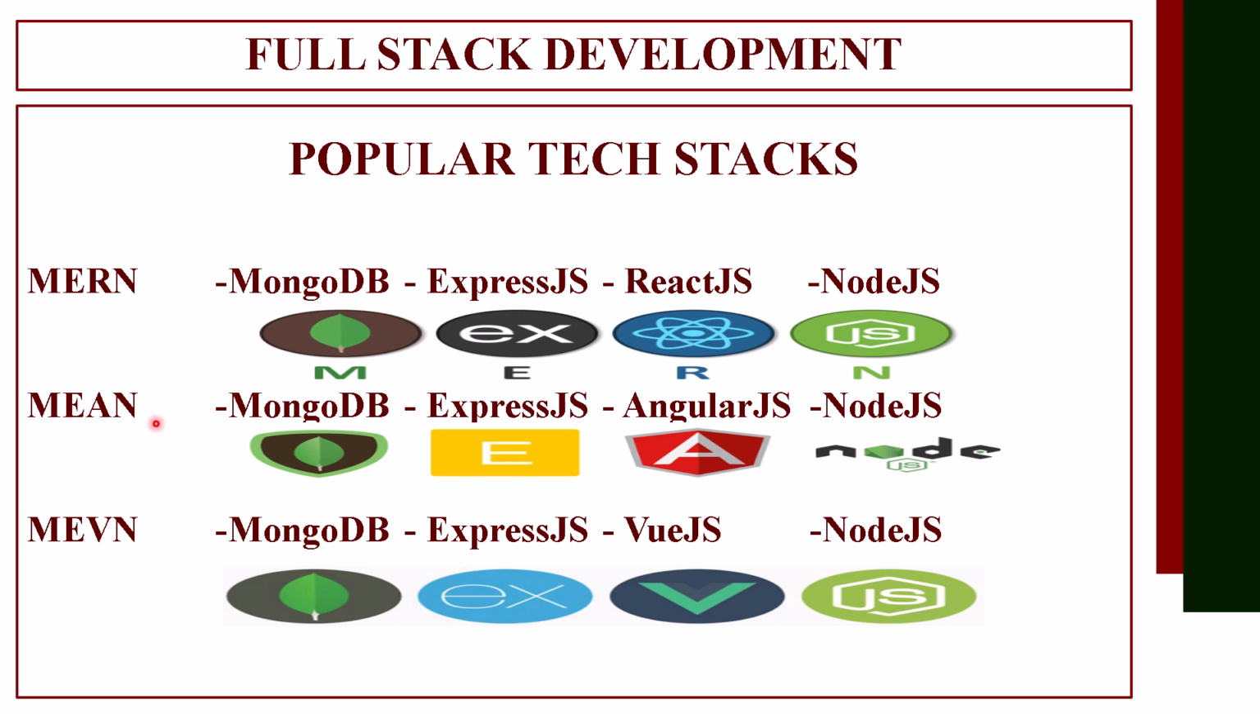So MEAN stack means MongoDB, Express.js, Node.js are the same. The only thing different is AngularJS. React.js, AngularJS, and Vue.js, these three are used to design the front end UI part, the user interfaces.